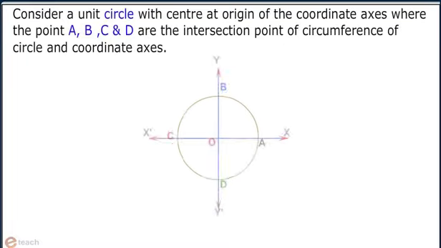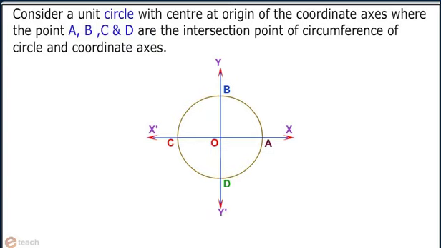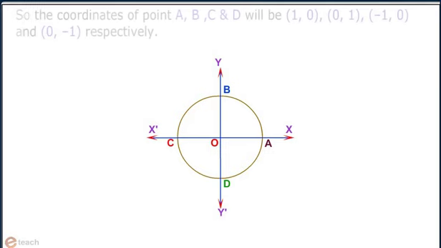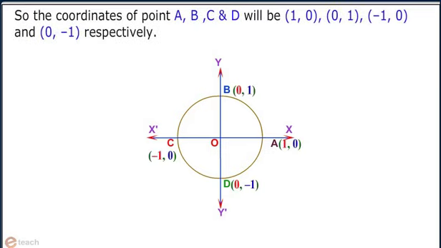Consider a unit circle with center at origin of the coordinate axis where the points A, B, C and D are the intersection points of circumference of circle and coordinate axis. So, the coordinates of points A, B, C and D will be (1, 0), (0, 1), (-1, 0) and (0, -1).